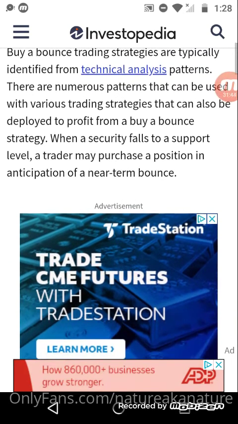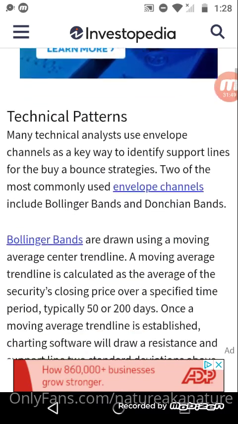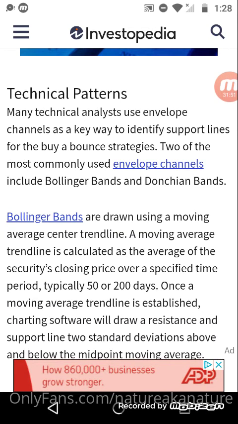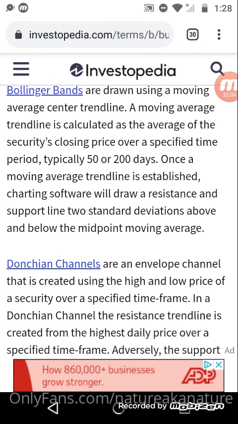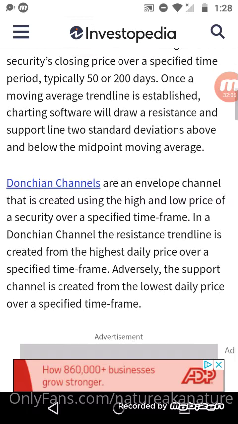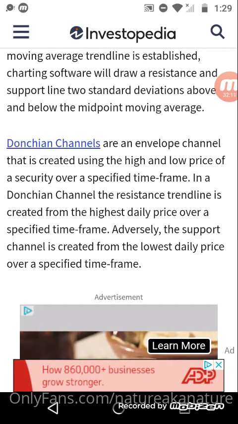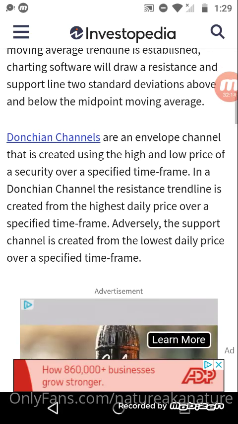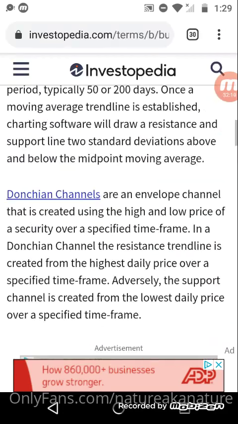So a buy bounce trading opportunity occurs when a security reaches a support trend line. When it hits the support trend line, it'll bounce back. So it'll bounce off the last area. Remember, support is the floor, and resistance is the ceiling. Okay, so support is the floor, and resistance is the ceiling. So a security will generally trade within a specific price channel range over an extended period of time, with the security price fluctuating within resistance and support price ranges.